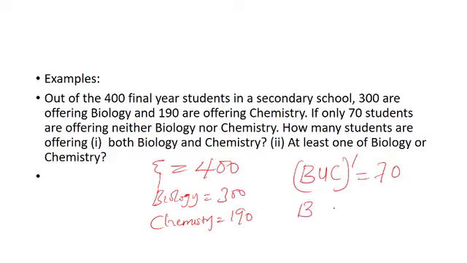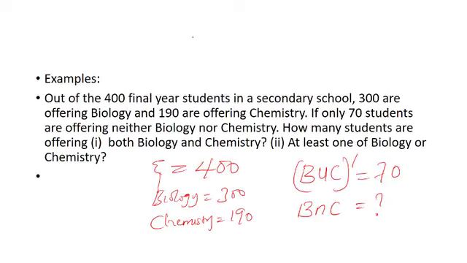So we are looking for B intersect C. At least one of biology or chemistry, that's to say how many people are offering either biology or chemistry or both. Now let's take down our parameters properly again, so that when we are solving we'll know what we are doing. Let's do a sketch of the diagram. So this is our diagram.